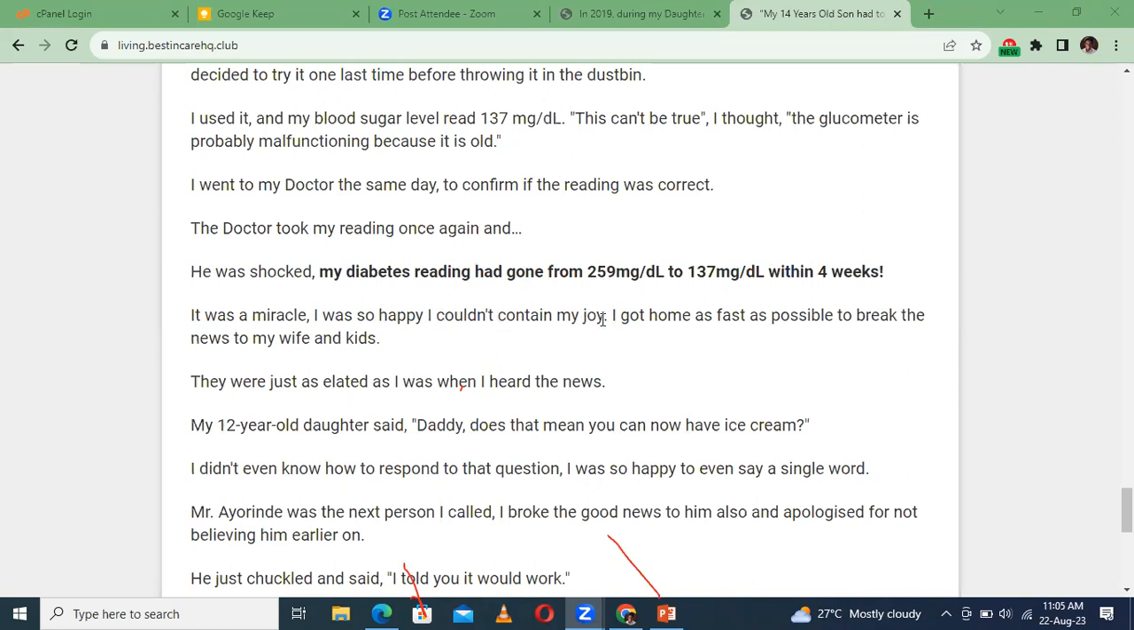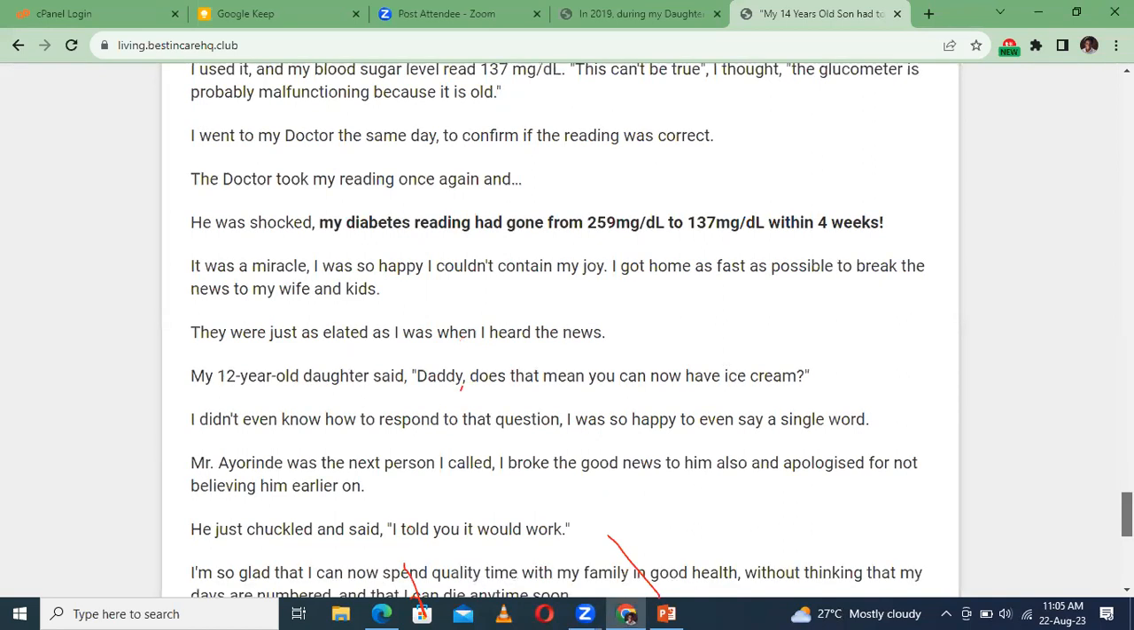It was a miracle. I was so happy. I couldn't contain my joy. I got home as fast as possible to break the news to my wife and kids. We were just as elated as I was when I heard the news. My 12-year-old daughter said, "Daddy, does that mean you can now have ice cream?"